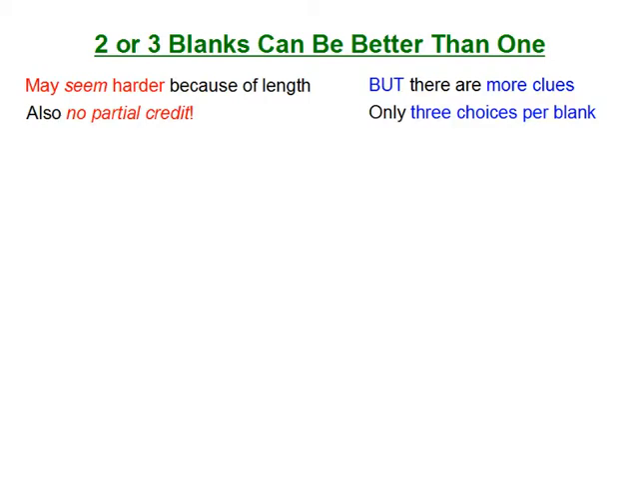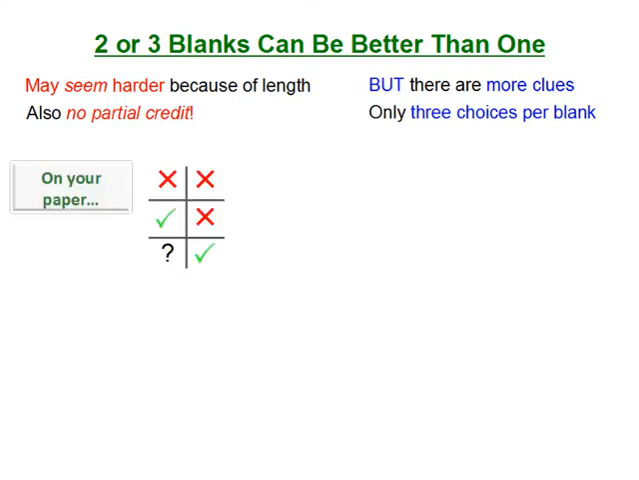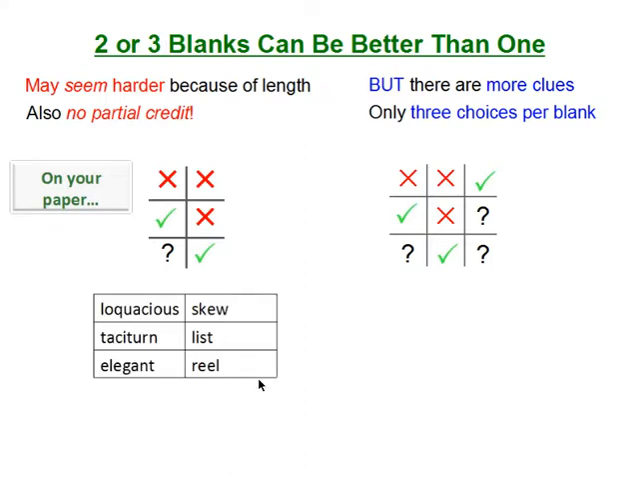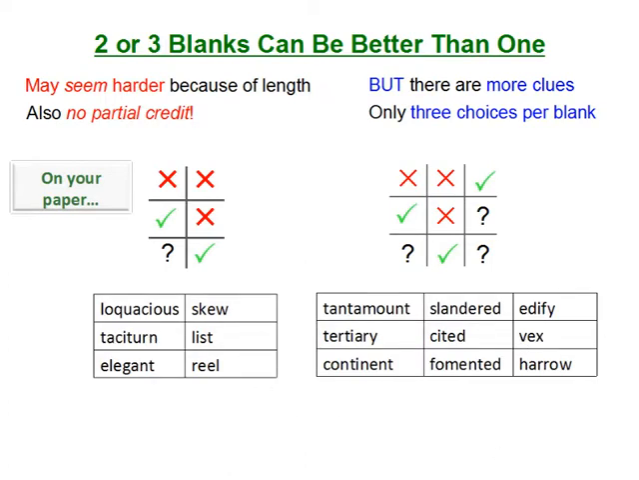The other kind of boon for working two or three blank problems is that you only have 3 choices per blank rather than 5 choices per blank when you're only working with one. So these things can actually work to your distinct advantage. Really important when you're working with a 2 blank or even a 3 blank sentence text completion problem, that you stay very, very organized. So I like to recommend that students draw these sort of little tic-tac-toe grids to represent the structure of the answer choices.